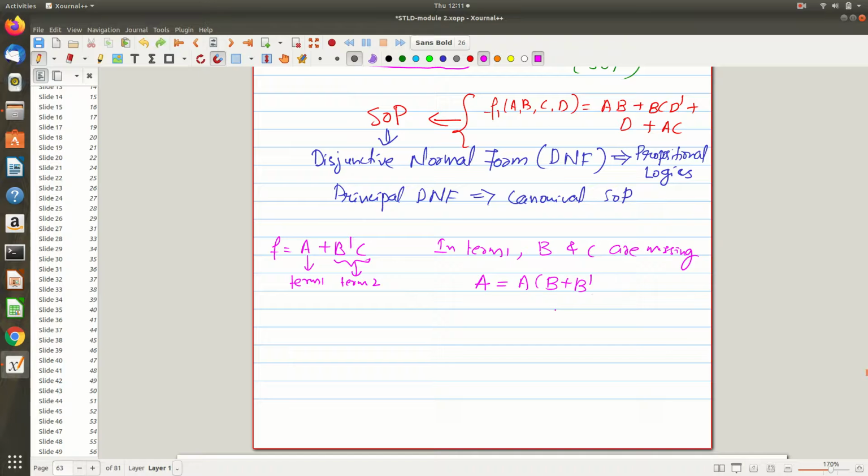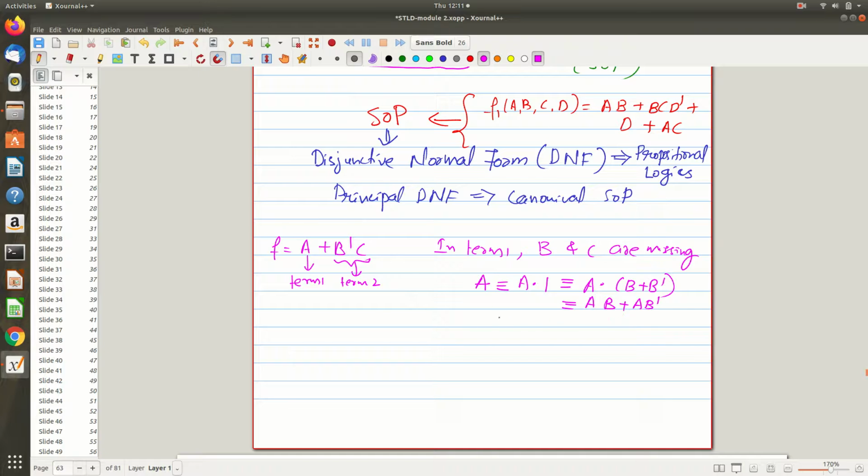Or let me make it more clear. What I have done is, this A is equivalent to A dot 1. This you know by identity. Now this 1 I am replacing with B plus B dash by complement law, right? Now by distributive law, I am expanding it like AB plus AB dash. Fine. Now the A is expanded without changing its value to AB plus AB dash, so that B is added.